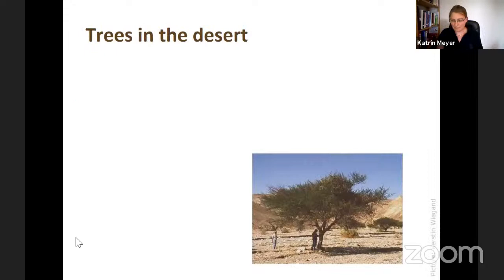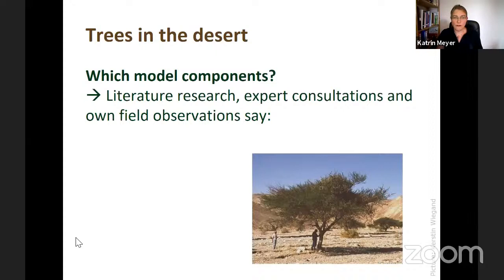And that's how you find out which components you put into your model. What you usually do is some literature research. I mean, you do that also for other projects, of course. You consult experts, which can be the Bedouins who live there, but also scientists who have published about this, and who probably have some more knowledge than what they have put into their publications. And you may also conduct your own field observations. In this case, this was also done.